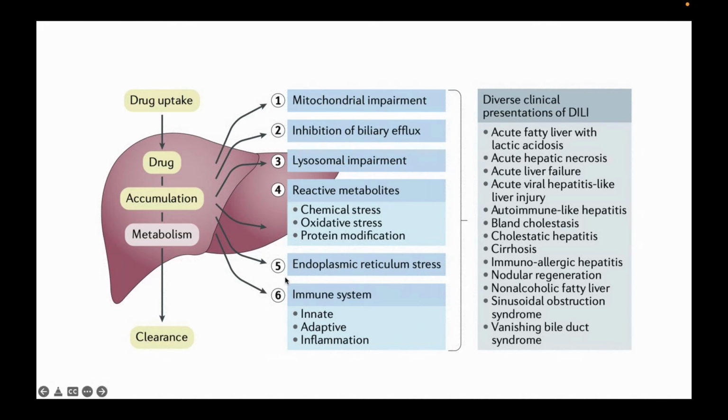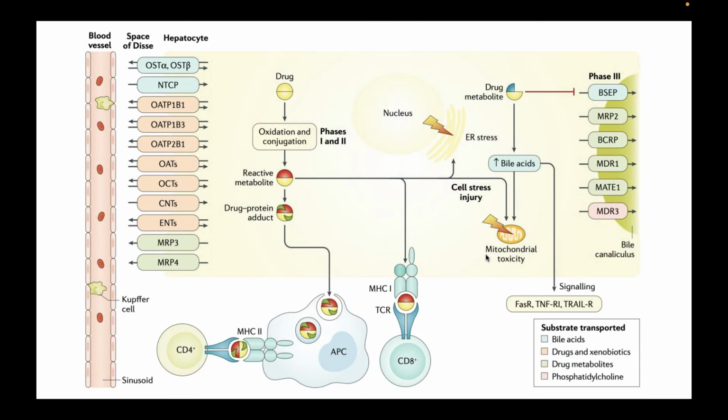It can also induce a very famous pathophysiologic mechanism called endoplasmic reticulum stress, which will affect the hepatocyte's production of proteins and metabolism. And then finally, the drug itself or its metabolites can induce an immune reaction in the form of an innate, adaptive, or inflammatory response. And then eventually, one or a number of these mechanisms will end up with the type or phenotype that we see in liver injury.